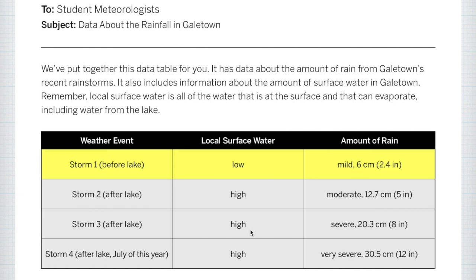Does the table give us evidence that the amount of rain increased after the lake was built? If you look at this, storm 1 is the only one that is before the lake. Once we get to after the lake, we go from low surface water to high for the rest. That makes sense, because if the lake is there, there's a constant level of surface water. And the amount of rain goes from moderate to severe as we move across the storms.